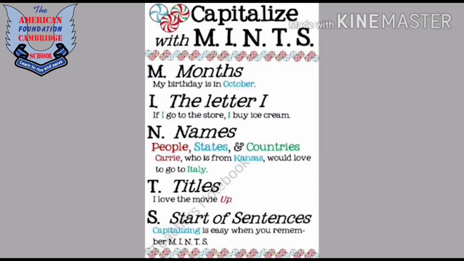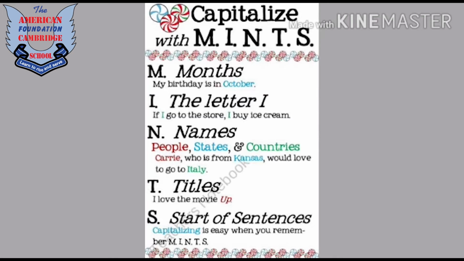We use a capital letter for the names of months. Whenever you're using the name of a month in your writing, you have to start it with a capital letter. See over here in the example: my birthday is in October. October, that's blue in color. There we have the capital O.